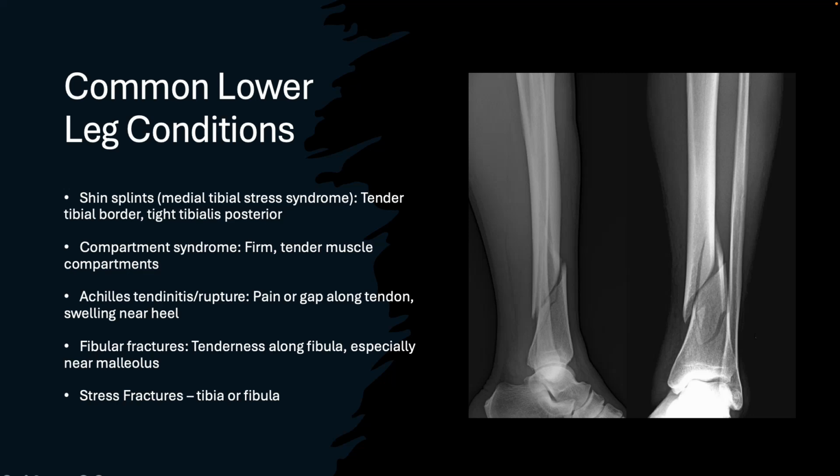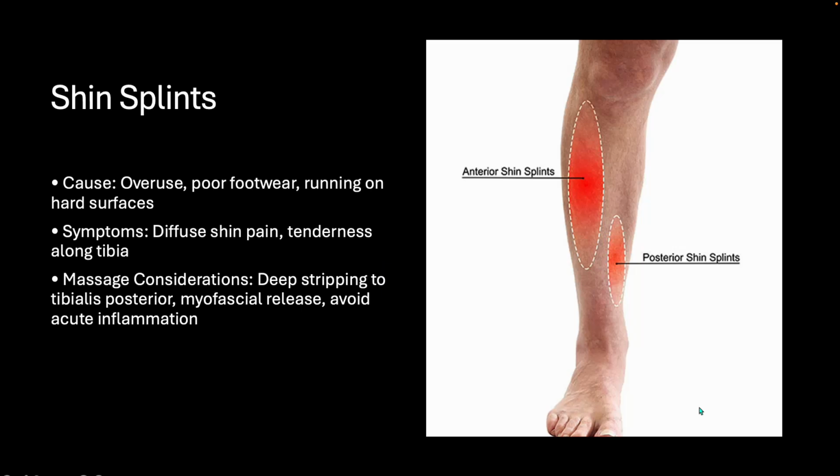Fibular fractures. This is actually a fracture of the tibia here in multiple places. Ouch. And then we have stress fractures that can happen on either bone. Here's some shin splints. So you can actually have the shin splints on the anterior and the posterior side.